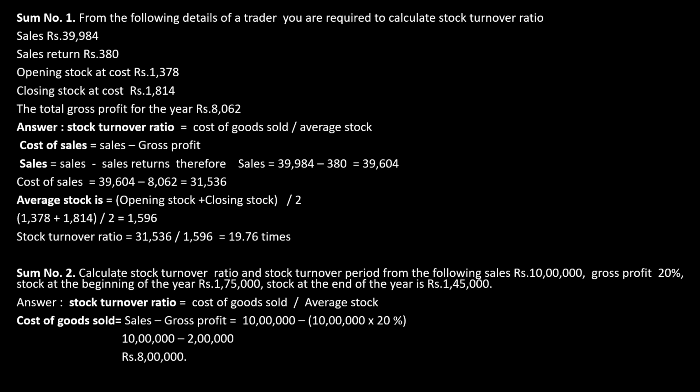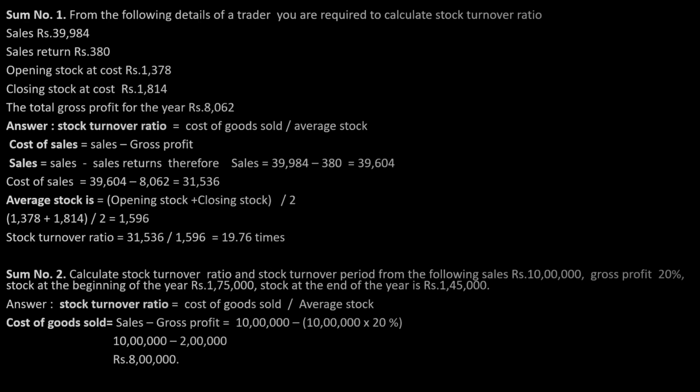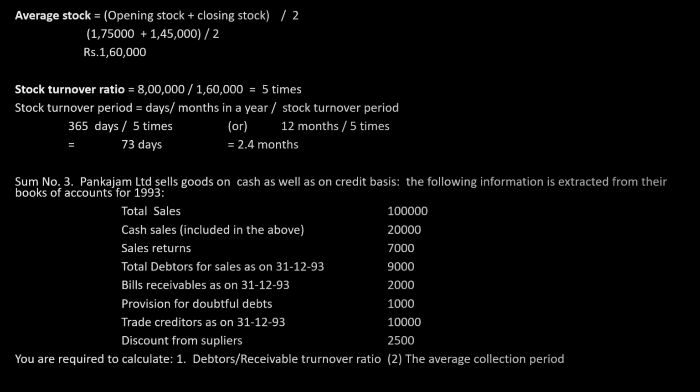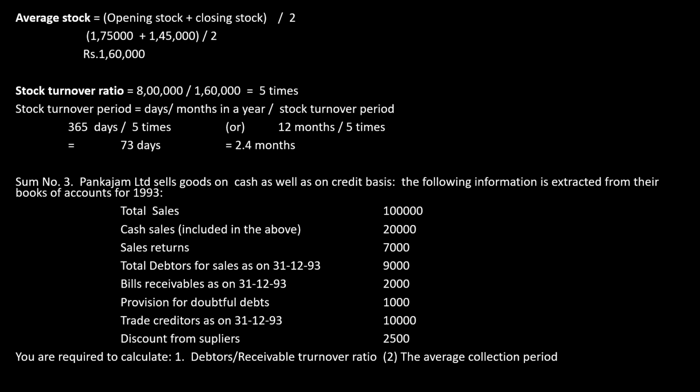Now, next slide. Here, I am going to find the average stock. Opening stock plus closing stock divided by 2. Opening stock is 1,75,000. Closing stock 1,45,000. Add them and divide by 2 will give you 1,60,000. That is the average stock. So now I know the cost of goods sold and the average stock. Then divide and find your stock turnover ratio. So 8 lakh by 1,60,000 will give me 5 times.